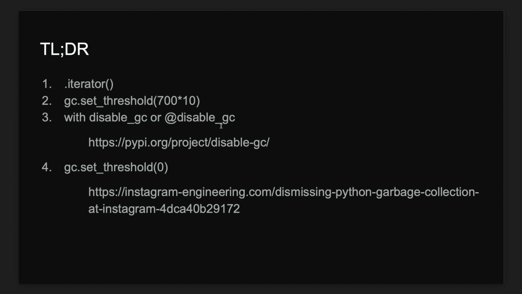My favorite one is this disable GC, where you can either use it as a context manager or annotate a function so that for the scope of the function, GC will not be running. And when the function ends, most of the objects will be released anyway because of the reference counting, and if there's some garbage left, then GC will collect it.